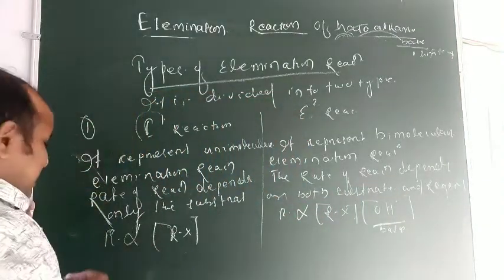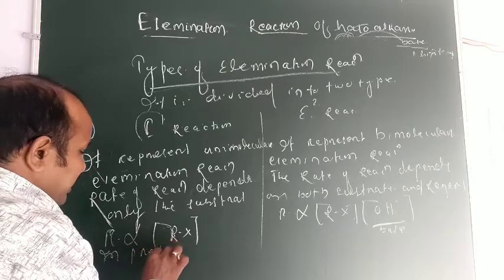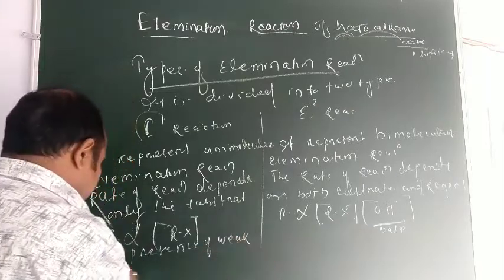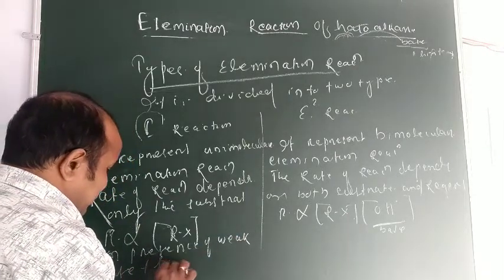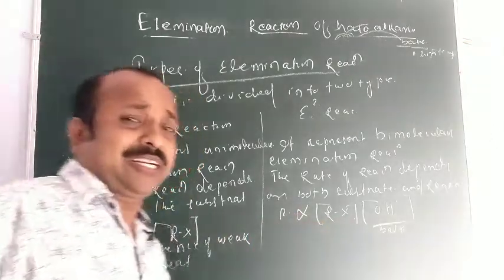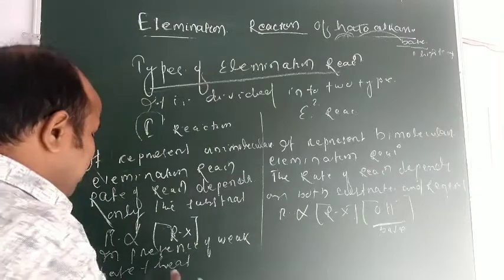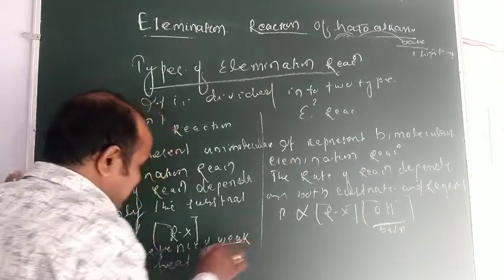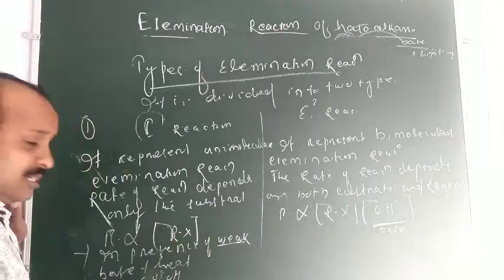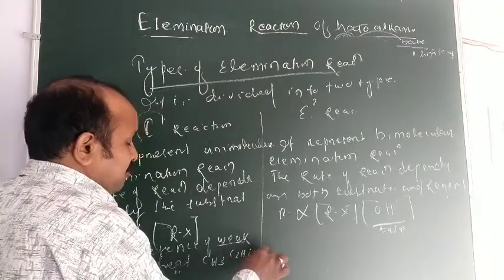For the E1 reaction, it especially takes place in the presence of a weak base plus heat. Weak base and heat is the basic difference I have already discussed. Heat is compulsory because it is an endothermic reaction, and it takes place in the presence of a weak base like CH3OH or C2H5OH plus heat.